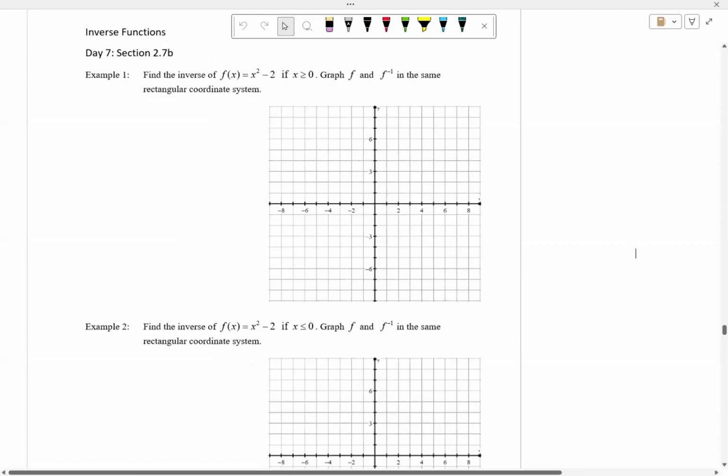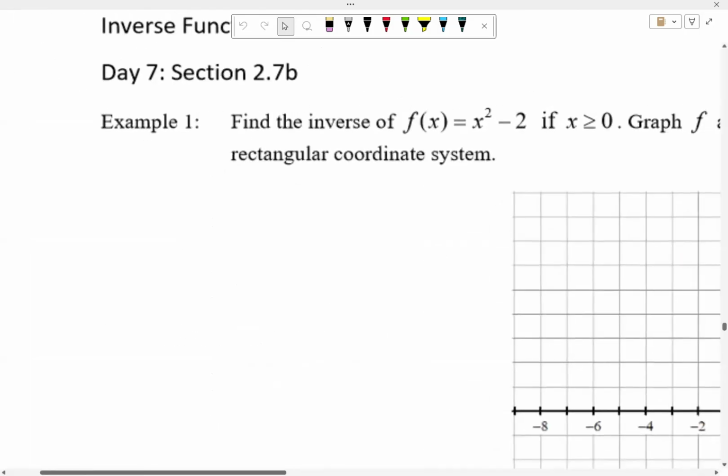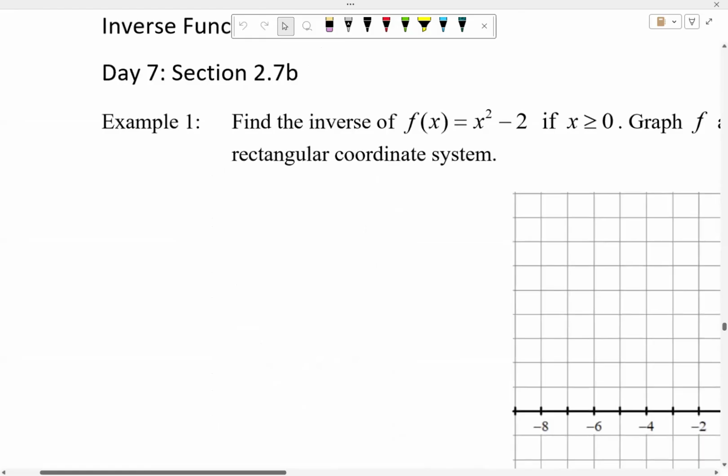Okay, so we're gonna bring together a bunch of things, our transformations as well as inverse functions. Can you visualize what this function looks like? f of x equals x squared minus 2. As you know, if it's x squared, it looks like this, and that minus 2 is going to bring that parabola down, because the minus 2 is outside.